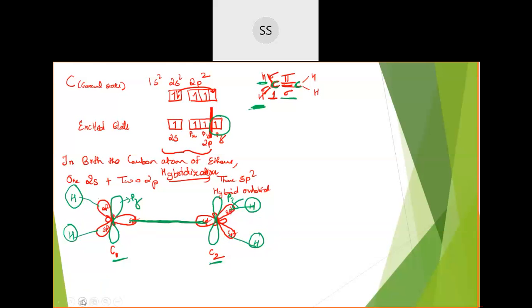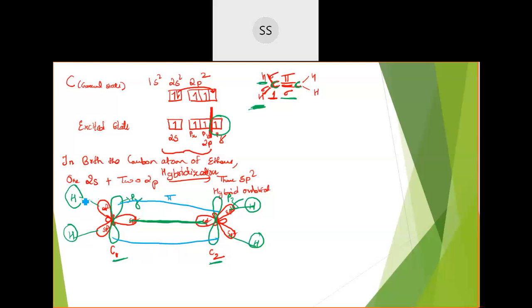Remaining is what? The unhybridized p orbital. When these two unhybridized p orbitals overlap, this will give rise to a pi bond. Two lobes combined together will give you one pi bond. That we need to show now. Initially what I had written was only the hybrid orbital part. Now we will show the overlapping also.